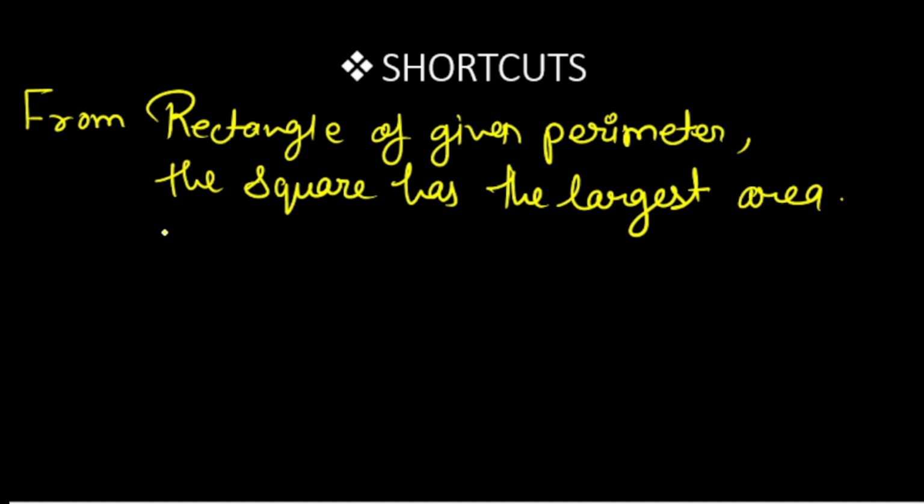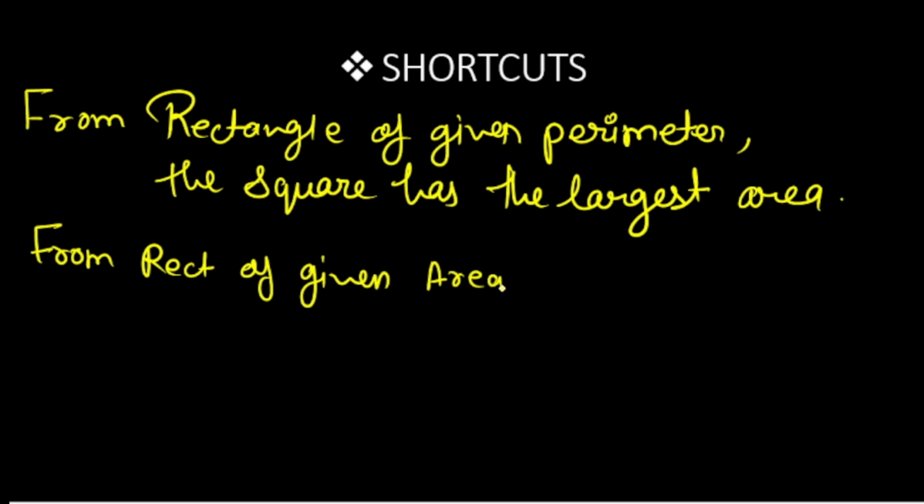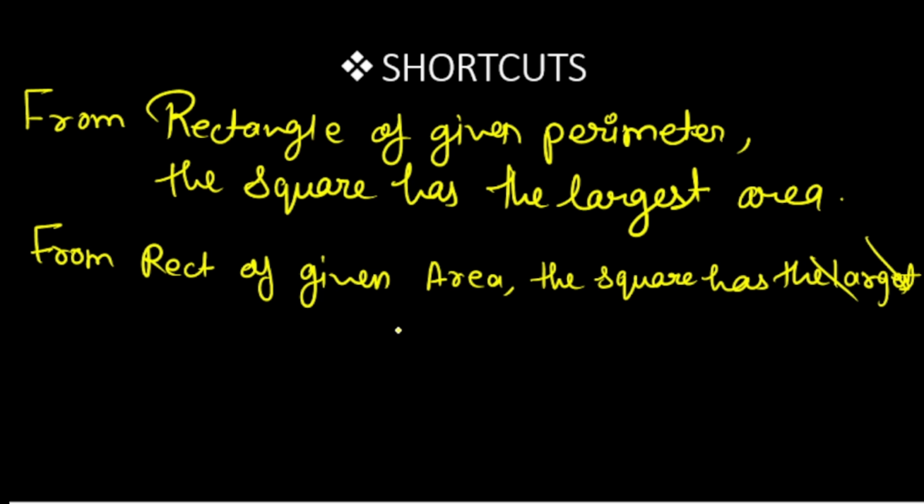From rectangles of given area, the square has the least, sorry, it has the least perimeter.